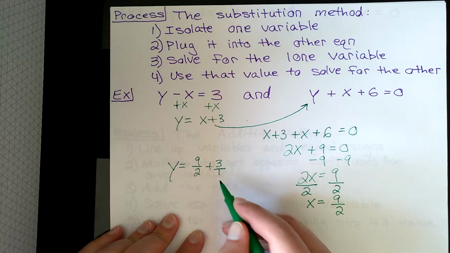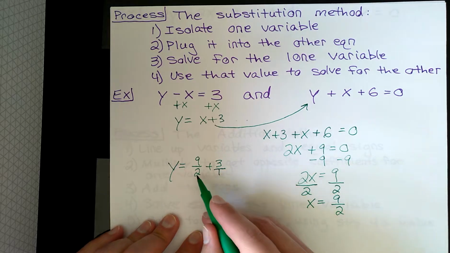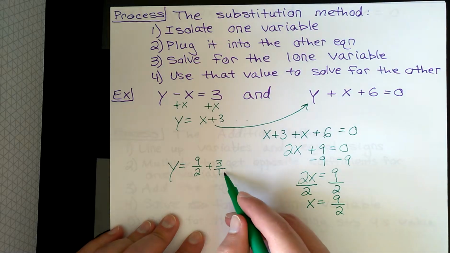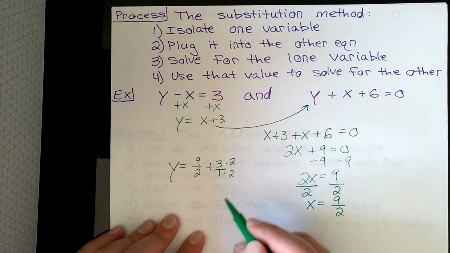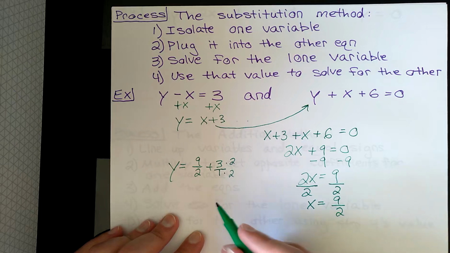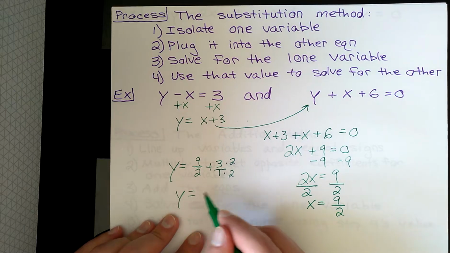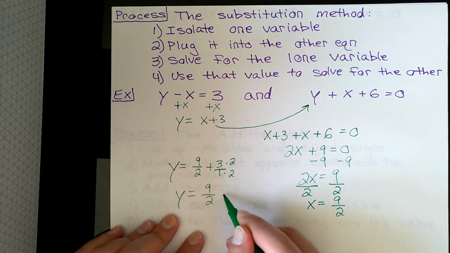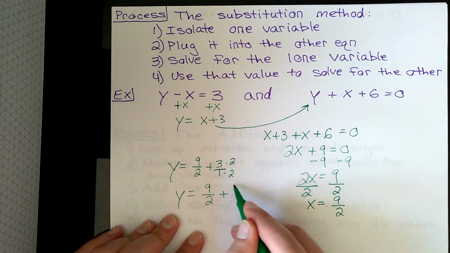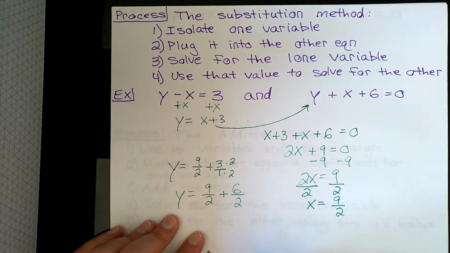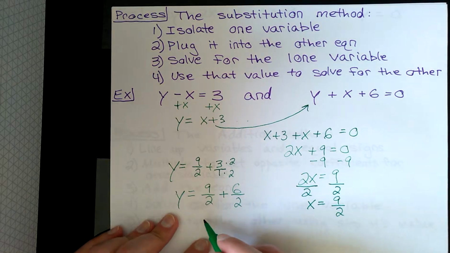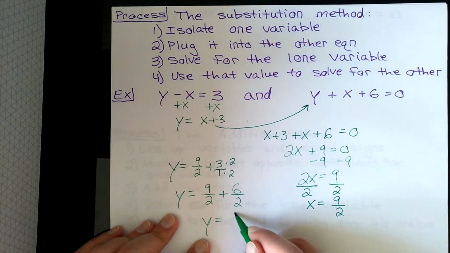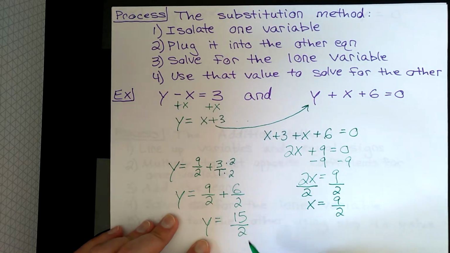We put 3 over 1. The common denominator between 2 and 1 is 2, so we'll multiply this 3 over 1 by 2 over 2, which gives us y equals 9 over 2 plus 6 over 2. And when we combine our numerators, we get y equals 15 over 2.